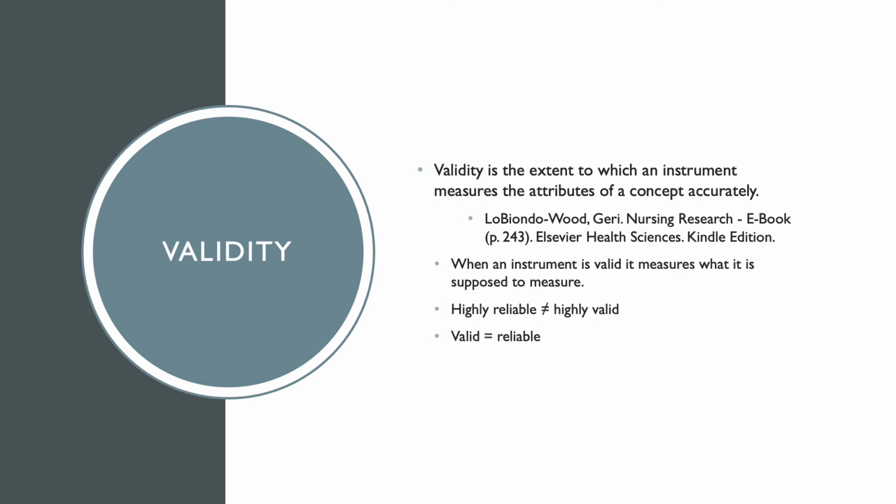Validity is the extent to which an instrument measures the attributes of a concept accurately. When an instrument is valid, it measures what it's supposed to measure. So high reliability, though, is not always equal to highly valid. However, valid generally equals reliable. There are several types of validity you need to be familiar with.